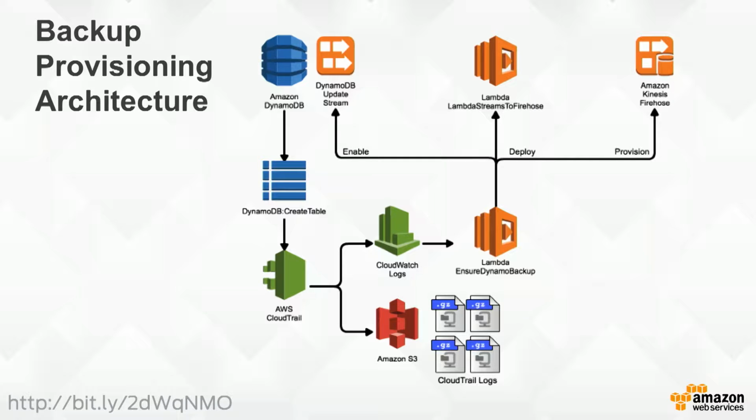It just takes those Dynamo events and it says, hey, if I see one of these tables being set up, I'm going to go in and make sure that it follows our RPO of 0 objective for configuration. And to do that, it's going to make sure you have an update stream provisioned. It's going to make sure that the Lambda streams to Firehose function is deployed.